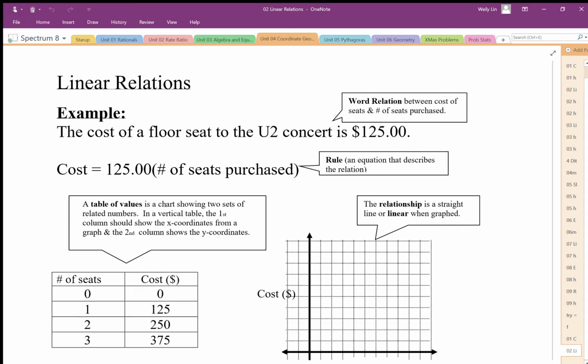So we're going to use coordinate geometry to look at something called linear relationships. Okay? And linear relationships are often characterized by some sort of rate. So we're going to take a look at some examples here.